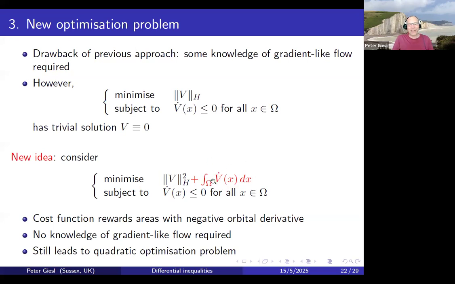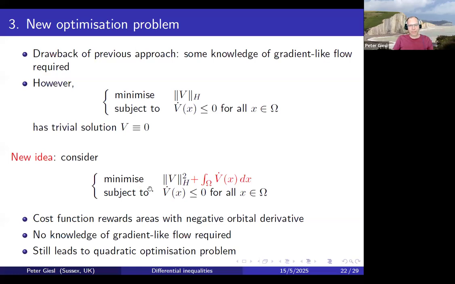Now, this is an integral. Obviously it could be some areas where it's very negative, or it could be lots of areas where it's a bit negative. So it's no guarantee that we find the best Lyapunov function, but at least that's an idea where we have no information about the system in the problem. This cost function here rewards areas with negative orbital derivative. We don't need any knowledge of where we have a gradient-like flow or anything about the system, and it will still lead to a quadratic optimization problem.